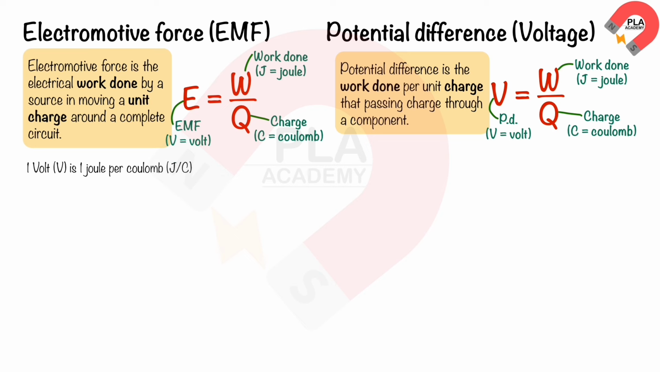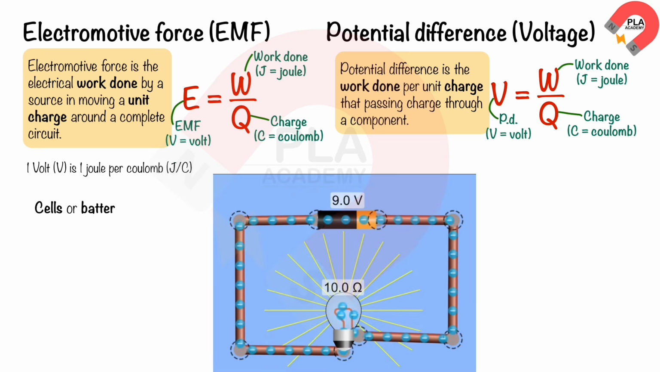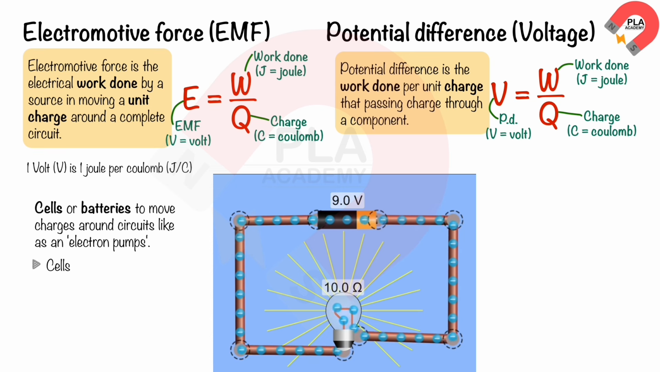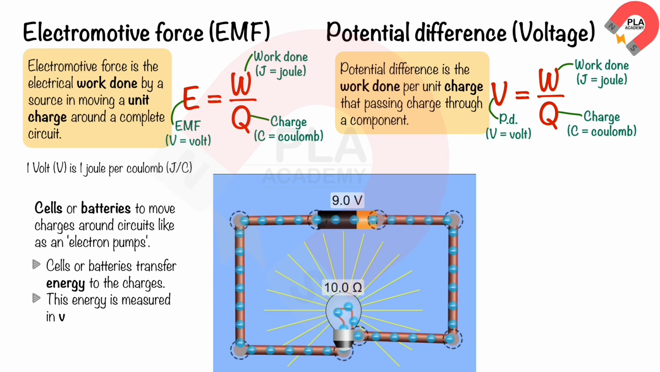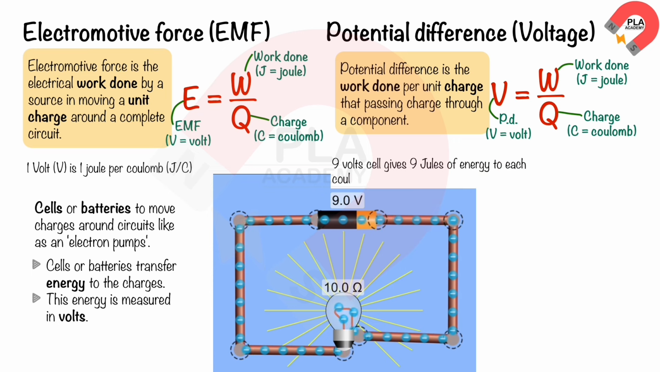We often use cells or batteries to move charges around circuits. We can imagine them as being electron pumps. They transfer energy to the charges. The amount of energy given to the charges by a cell or battery is measured in volts. If we connect a 9-volt cell into a circuit and current flows, 9 joules of energy is given to each coulomb of charge that passes through the cell.